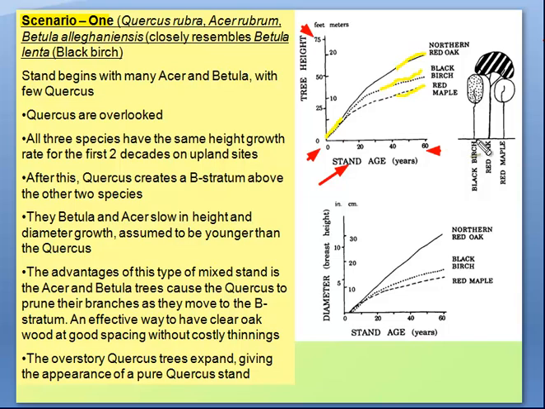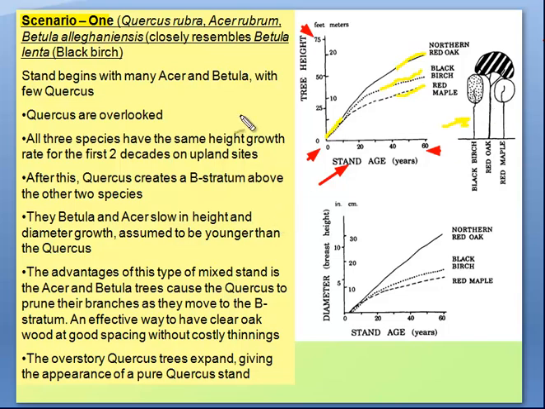So if you walked into the stand here, you would look at that stand and you would say, it looks like the red oak got established, and then the black birch or yellow birch and the red maple established after the fact. So this is an example where that is just not the case. They all started almost on the same day, but because of different growth rates, one species took over from the others.